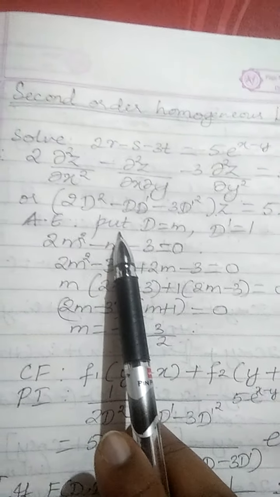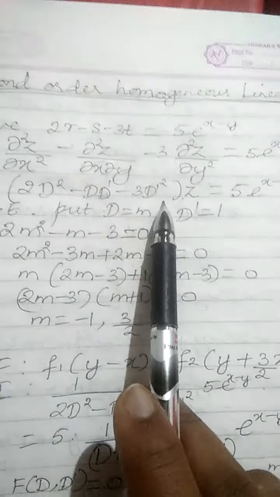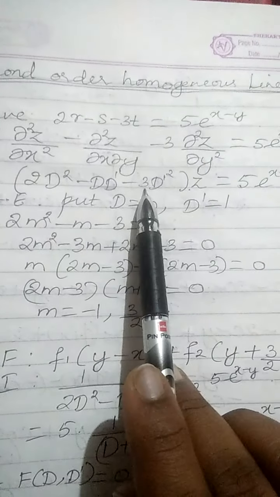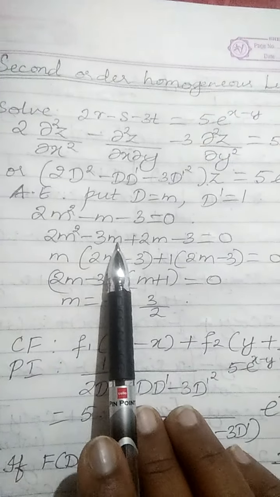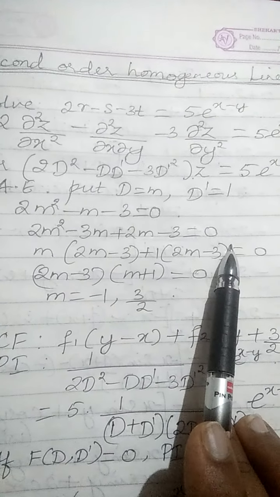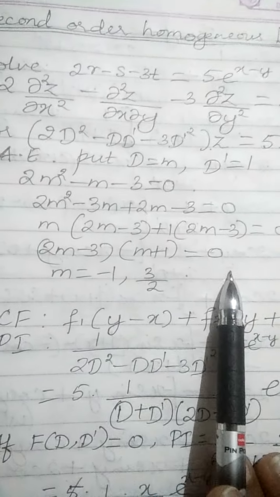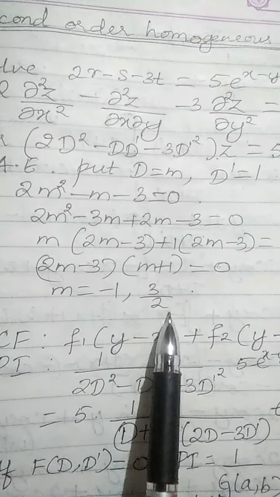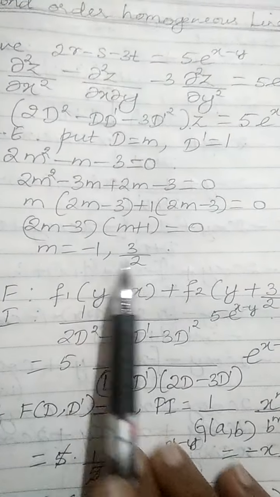For which we have to write the auxiliary equation. So put D equal to m and D' equal to 1 in this equation. That will give us 2m² minus m minus 3 equal to 0. Factorizing, 2m² minus 3m plus 2m minus 3 equal to 0, we will get (2m minus 3)(m plus 1) equal to 0. Hence, the roots are m equal to minus 1 and 3/2. That is, the roots are real and distinct.